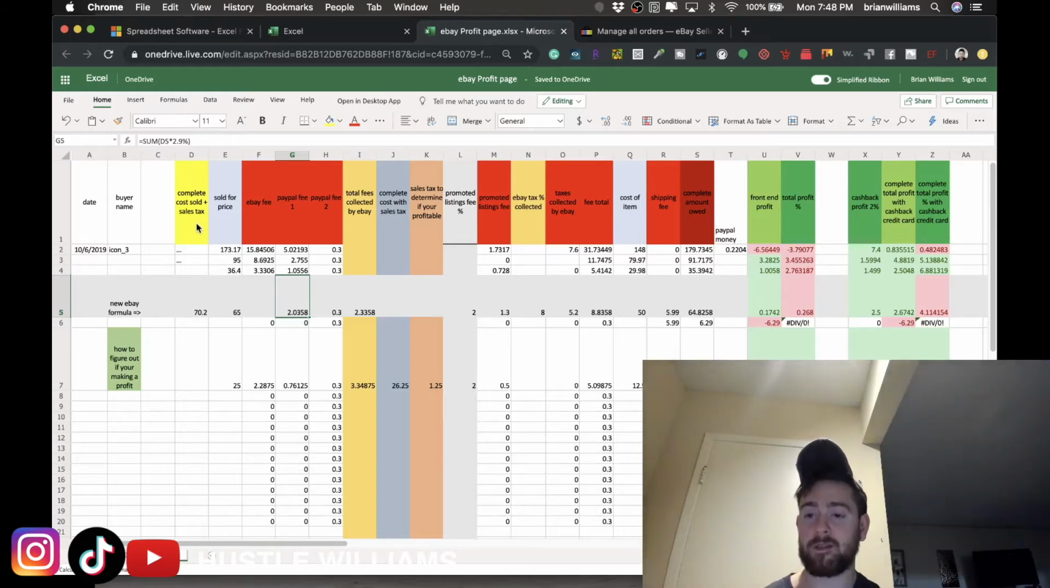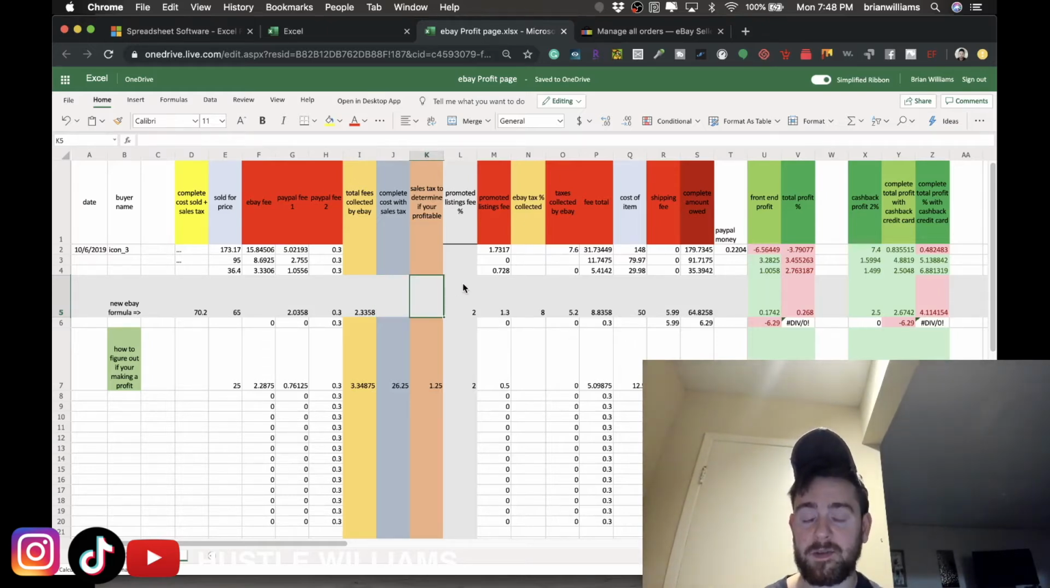And then from there, as we move over, the second PayPal fee stayed the same at 30 cents. So we were able to figure that out from there. The total fees collected by eBay were the eBay fee, the PayPal fee, and the second PayPal fee stacked up together, which were $2.35. So what we did was we just added all three of these columns. And then moving over, these were intentionally left blank.